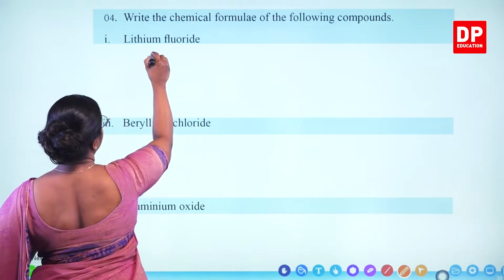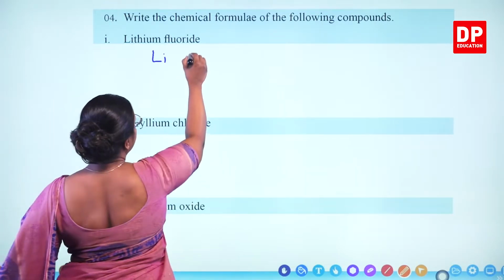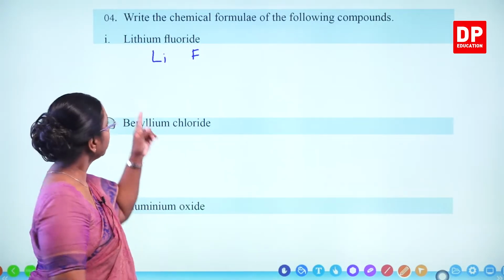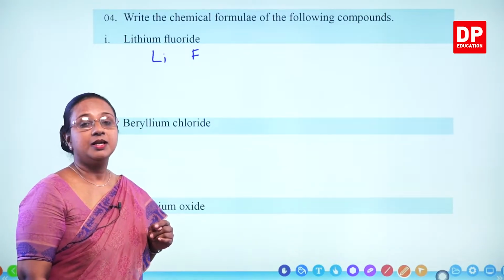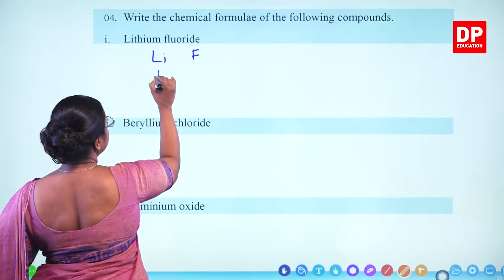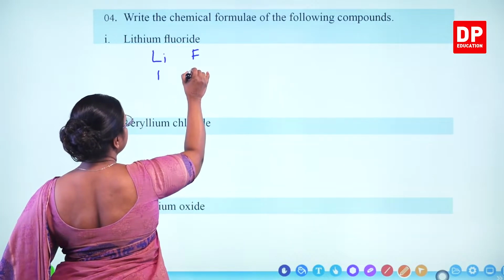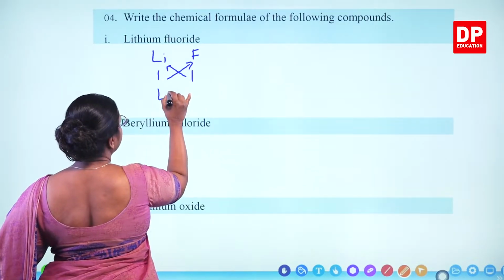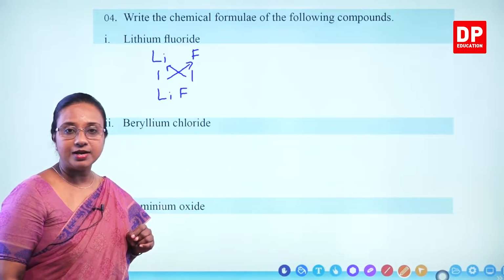Lithium fluoride. So here we have to write the lithium first from the name, and then fluoride means it's the fluorine element. Lithium belongs to which group? Yes, group 1. So valency 1. Fluorine belongs to group 7. Again valency 1. So we exchange the valencies and we get LiF. We don't have to write the 1 and 1 again.